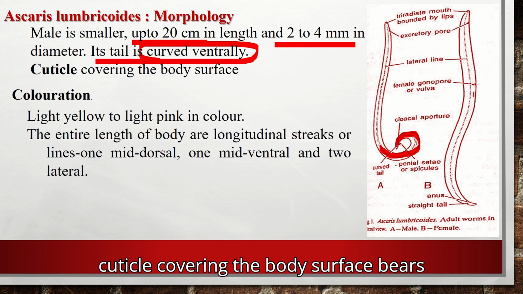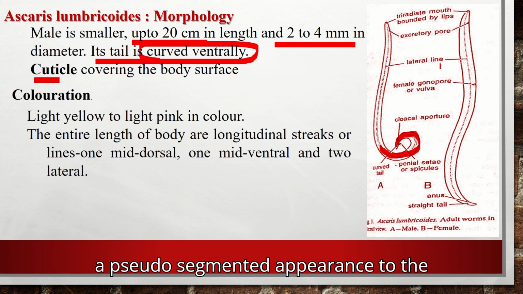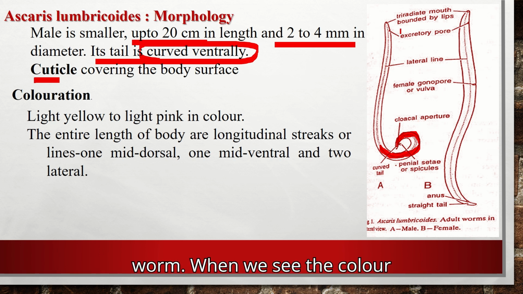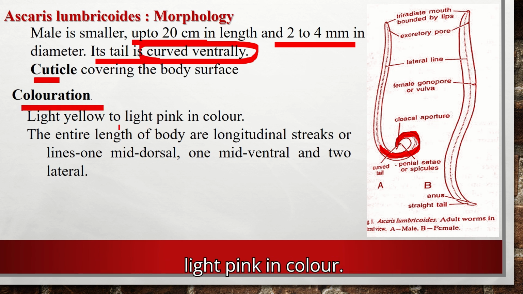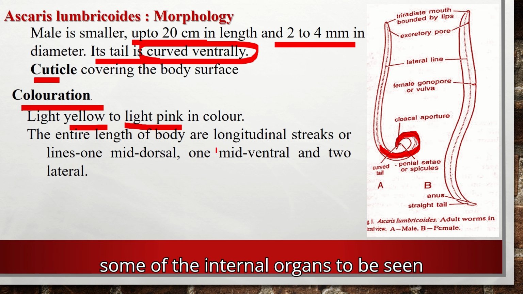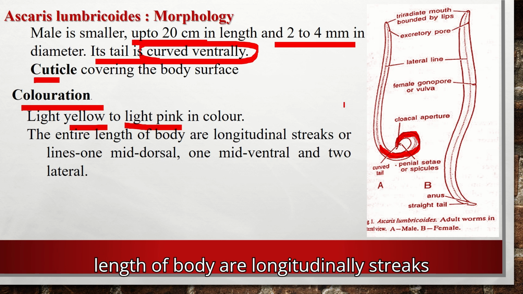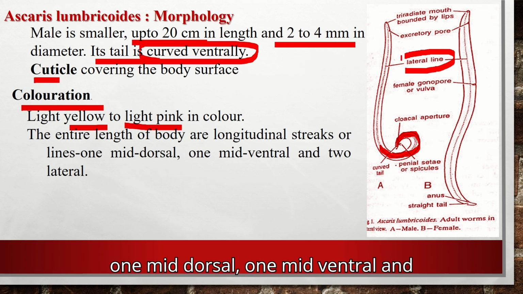The cuticle covering the body surface bears minute transverse striations, giving a pseudo-segmented appearance to the worm. When we see the color, fresh specimens are light yellow to light pink. Semi-transparency of the body wall enables some of the internal organs to be seen through it. Along the entire length of the body are longitudinal streaks or lines. These lines are one mid-dorsal, one mid-ventral and two lateral.